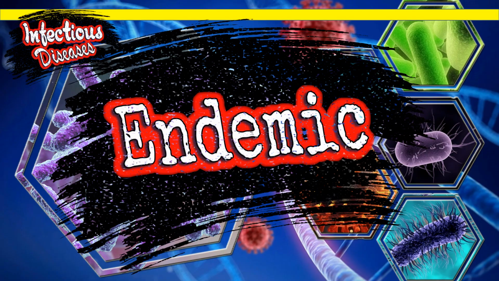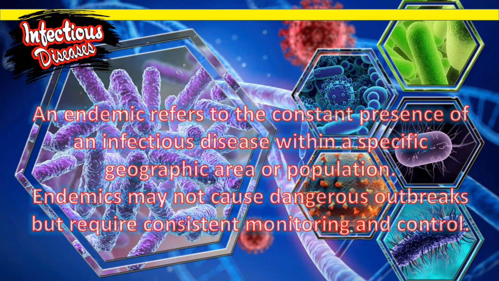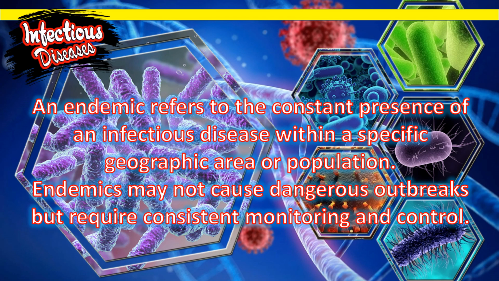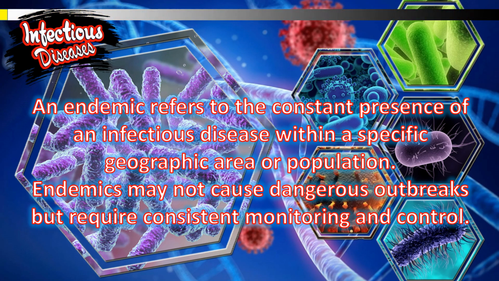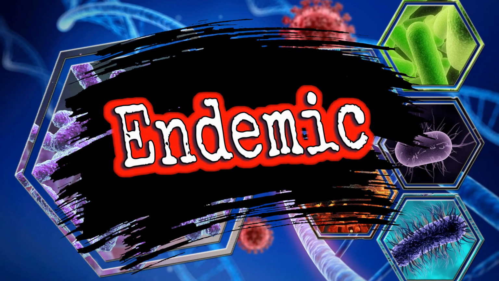Endemic. Now, an endemic refers to the constant presence of an infectious disease within a specific geographic area or population. Endemics may not cause dangerous outbreaks but require consistent monitoring and control. Here are three well-known examples of endemic.